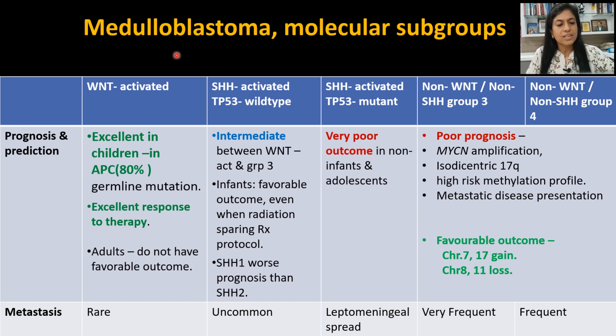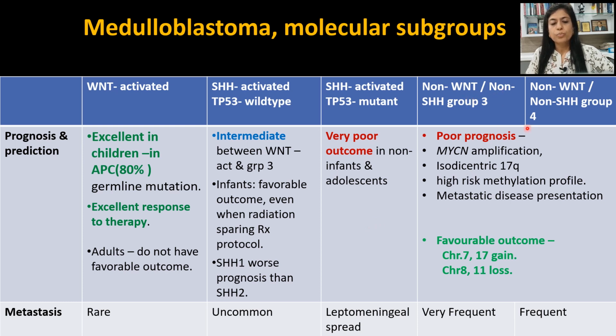Coming to prognosis and prediction, the children with Wnt activated medulloblastomas show excellent prognosis, especially when they are associated with APC germline mutation, that is adenomatous polyposis coli, and they show excellent response to the therapy. However, the same favorable outcome is not noted in adults. The SHH activated P53 wild type has intermediate prognosis between the two. The mutant has very poor outcome, especially in non-infants and adolescents.